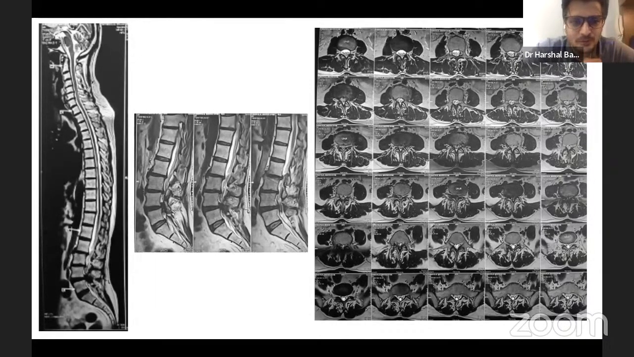I would tend to fuse it because he's a 60-year-old, and 60 for me is still young if his demands are as much. But if he's kind of a laid back, heavy kind of a guy who's not having a lot of demands, then I might not. But in this case, because of the lateral listhesis, vacuum sign present, there's a retrolisthesis, developing degenerative scoliosis, I might think these points go in favor of fixation.